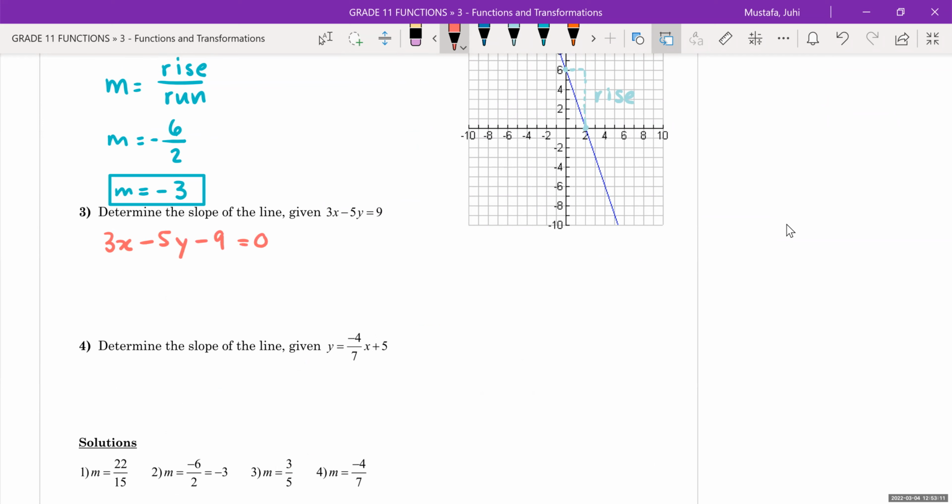And you'll remember from our previous example, to find the slope, it's just negative a over b. Keeping in mind that this is your a value, this is your b value, and this is your c value. So we're going to have negative 3 over negative 5. And that just becomes 3 over 5.